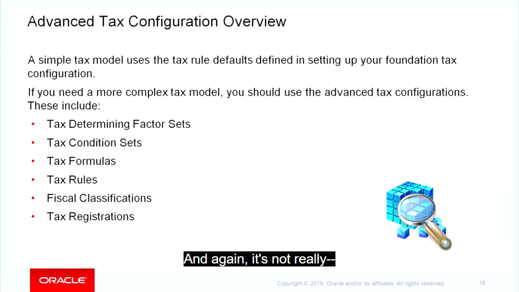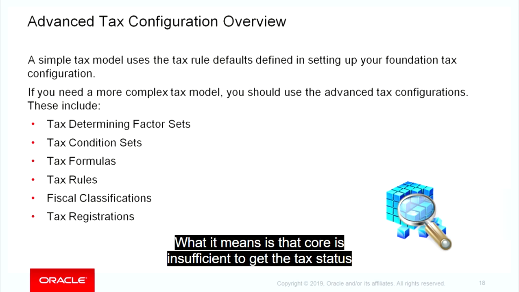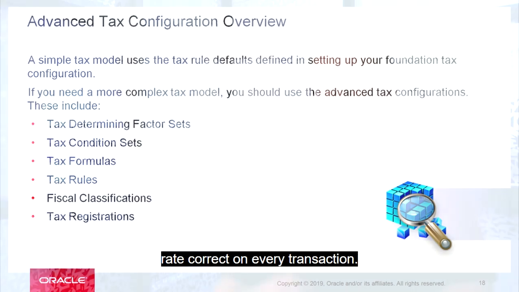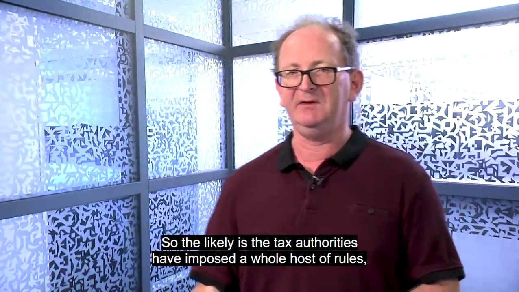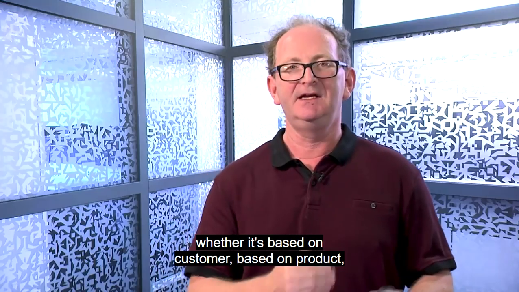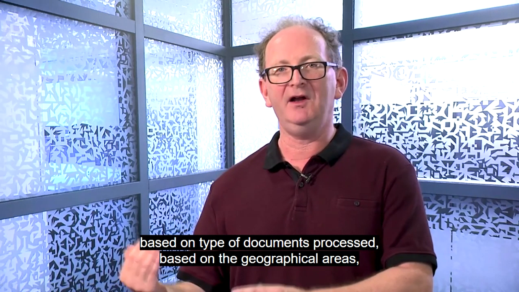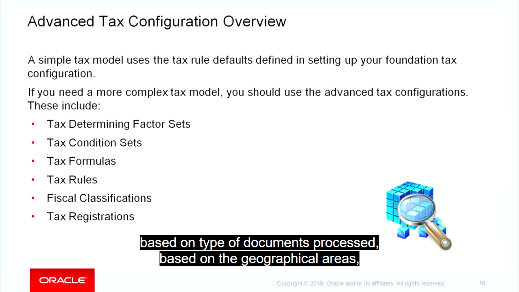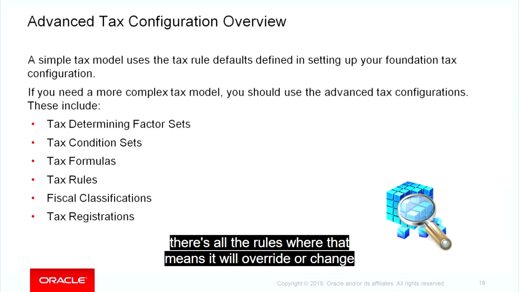Again, it's not really a disservice to call it complex. What it means is that the core setup is insufficient to get the tax status and rate correct on every transaction. The likelihood is the tax authorities have imposed a whole host of rules, whether based on customer, on products, on type of documents processed, or on geographical areas. There are all these rules that will override or change the default basis.